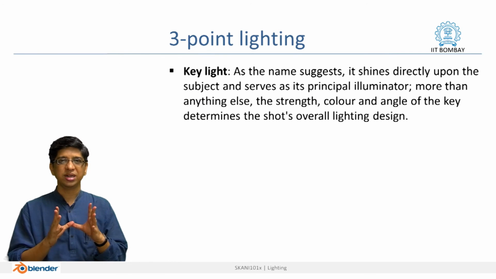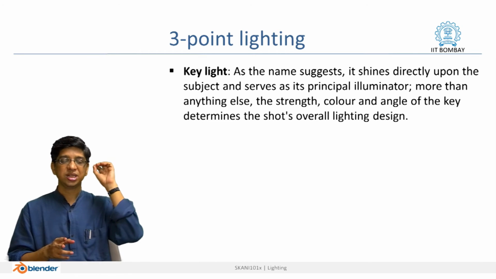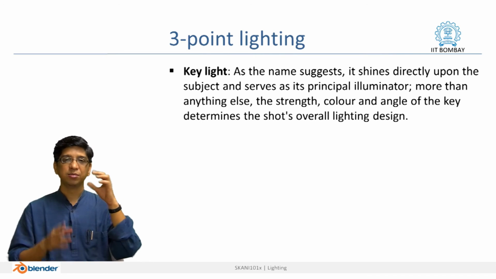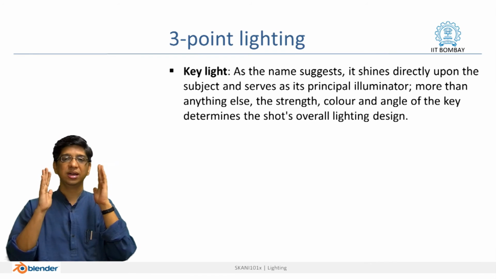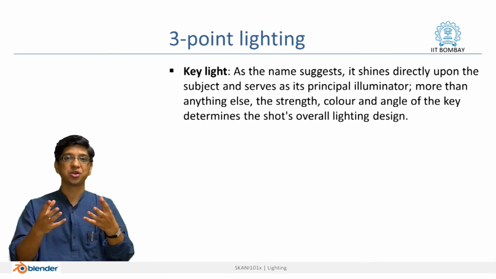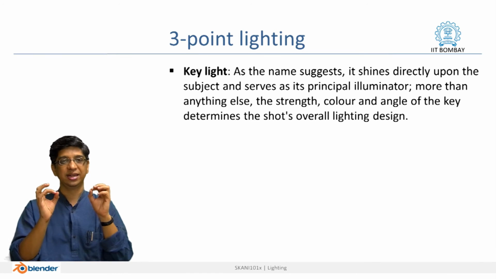First and the most important is the key light. We call it key light because that is the primary source of illumination. So it shines directly on the object of importance and provides all the necessary illumination to bring out the best features of that object. So that would be called key light.